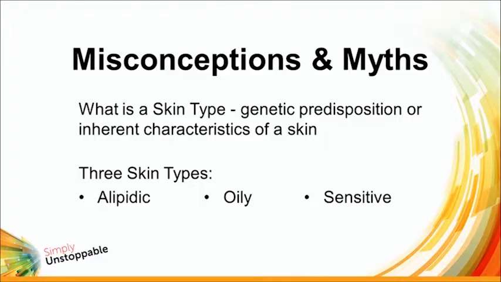So what is a skin type? A skin type is something that you're born with. So it's actually a genetic predisposition to an inherent characteristic of a skin. There are essentially only three skin types: alipidic, which means devoid of fats; oily skin, which has an overabundance of oils in the skin; and sensitive skin.